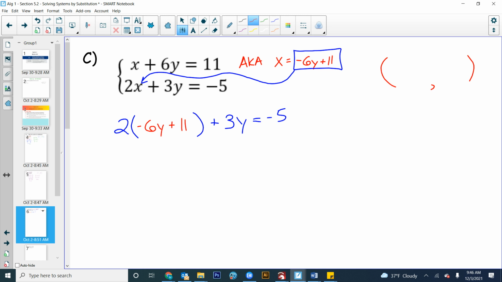Look up here. This one has a 2 attached to an x. This one has a 3 attached to a y. This one has a 6 attached to a y. This x is all by itself.